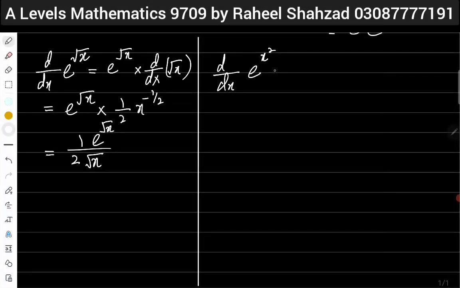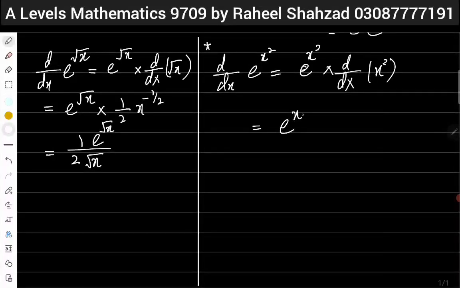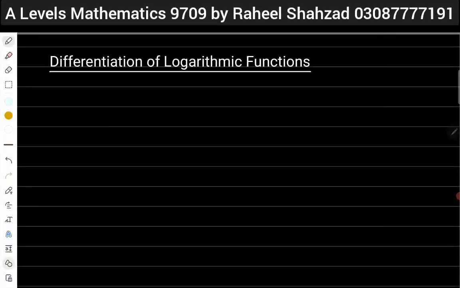Okay. Similarly, in the next question, the derivative of e raised to the power x square is going to be e raised to the power x square into the derivative of the power, and you write e raised to the power x square into 2x, so that is going to be 2x e raised to the power x square, right? Next, differentiation of logarithmic functions.